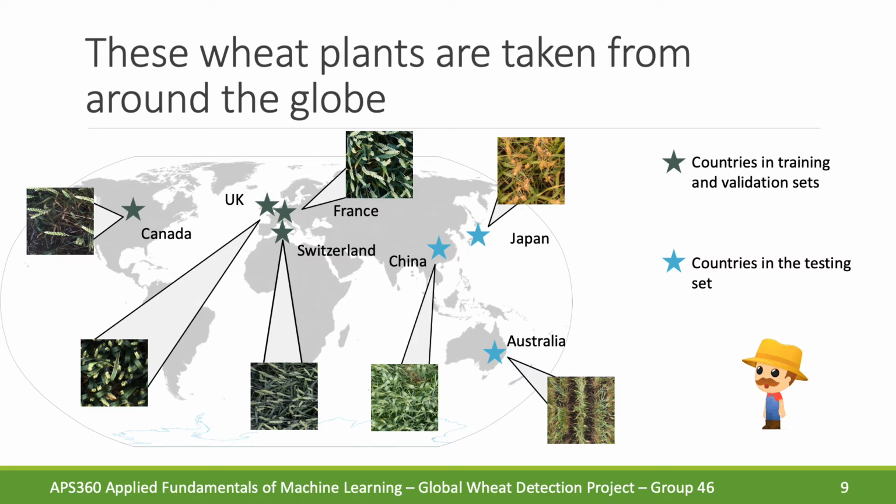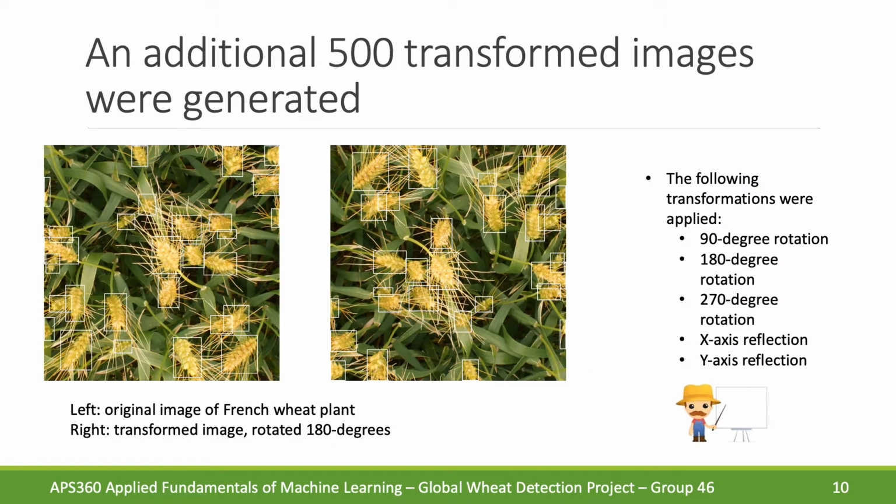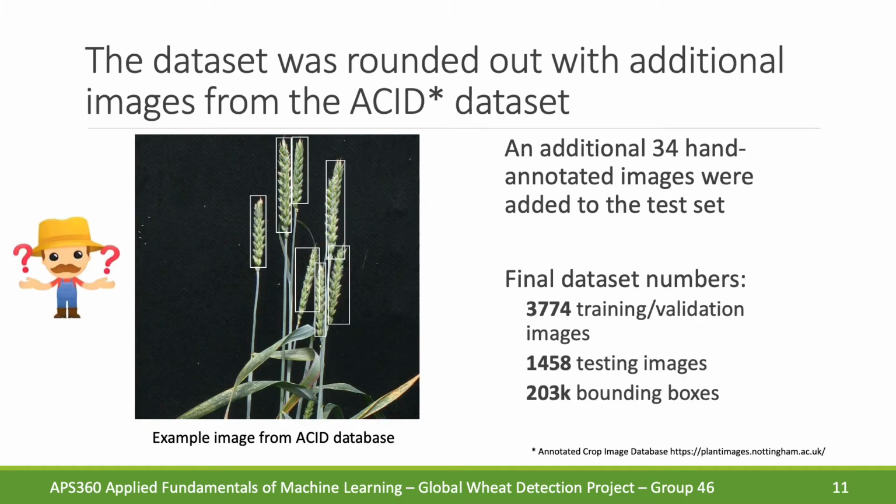As mentioned, these wheat varieties are from around the world. To test if his models are capable of understanding what a wheat plant truly looks like as opposed to learning specific species, Farmer Sam split his dataset into training, validation and testing datasets by geography. To further augment the dataset, Farmer Sam generated 500 new images by applying transformations to existing images. For example, he rotated the image of a French wheat plant by 180 degrees. In total, he applied 5 transformations: 90, 180, and 270 degree rotations, and reflections about the x and y axis.